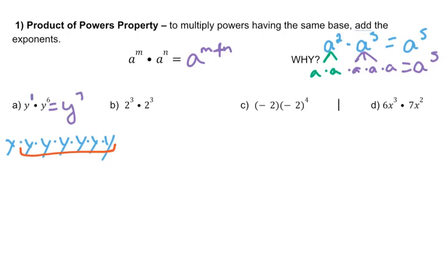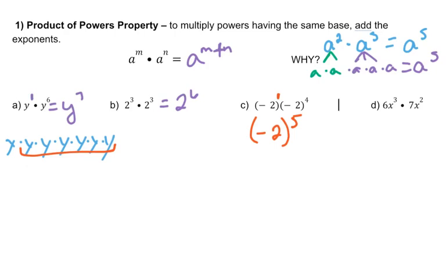All right? What will this next one be? 2 to the third times 2 to the third? 2 to the sixth. That's it. No big thing. Negative 2 times negative 2 to the fourth. Remember that the first one is like negative 2 to the first power. So this will be negative 2 to the fifth. That's all.